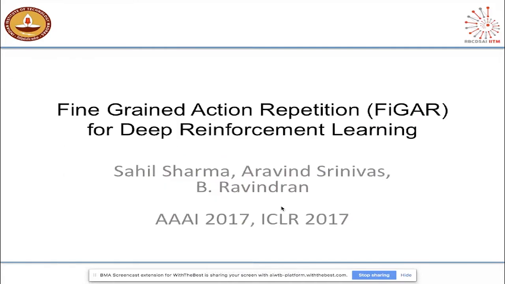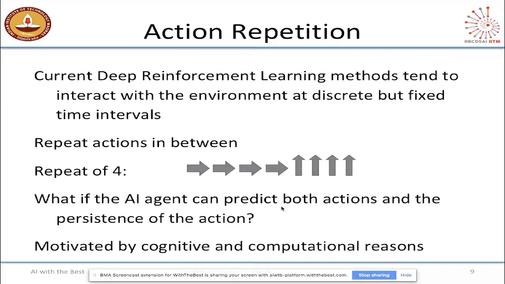So let's start with FiGAR. This was joint work with a couple of my graduate students, Sahil Sharma and Arvind. An early version was reported in AAAI, and then a later version in ICLR 2017. If you look at the current deep learning methods, they tend to interact with the environment by choosing to repeat actions over a certain time period. This is done for multiple reasons. One is that processing load or overhead is reduced, so that you're making decisions once every so often instead of at every time interaction.